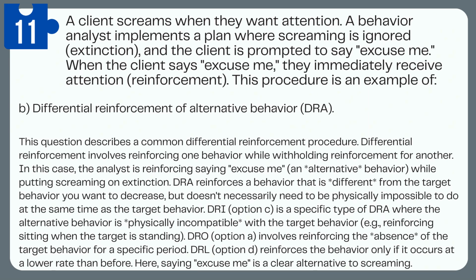DRA reinforces a behavior that is different from the target behavior you want to decrease, but doesn't necessarily need to be physically impossible to do at the same time as the target behavior. DRI, Option C, is a specific type of DRA where the alternative behavior is physically incompatible with the target behavior, for example, reinforcing sitting when the target is standing. DRO, Option A, involves reinforcing the absence of the target behavior for a specific period. DRL, Option D, reinforces the behavior only if it occurs at a lower rate than before. Here, saying "excuse me" is a clear alternative to screaming.